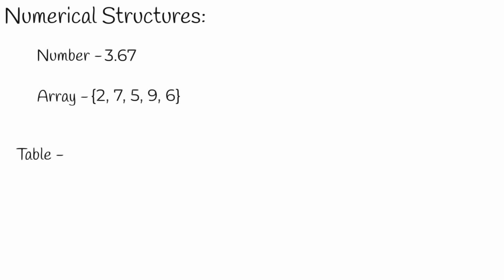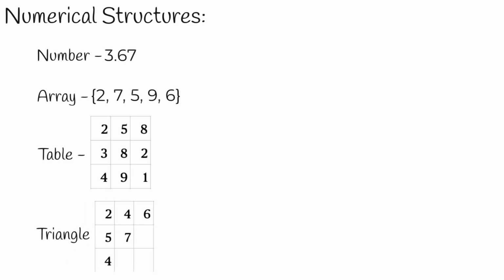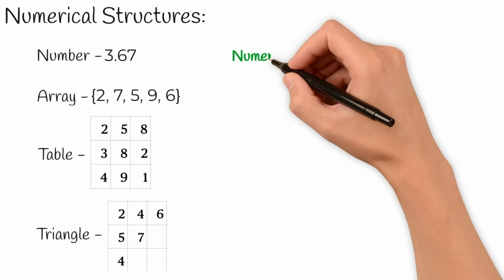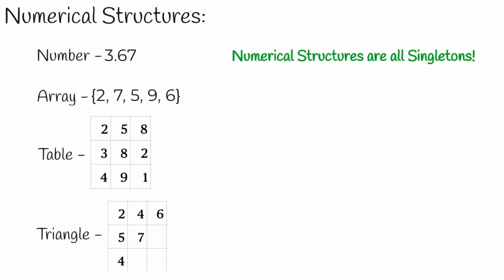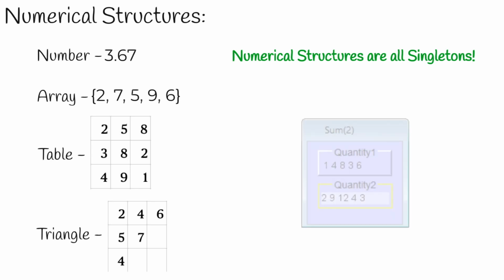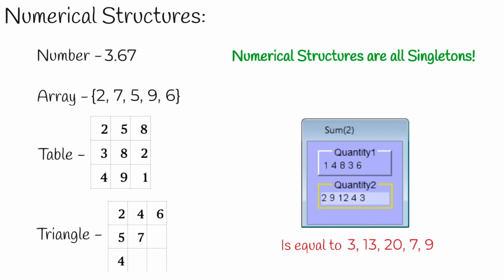We mentioned earlier having over 150 inverts that allow you to specify one structure in terms of another structure. Even though numerical structures can contain many numbers, they are actually all singletons. You can easily see this in the way we specify the sum of two arrays. We refer here to the arrays themselves and not their individual elements.